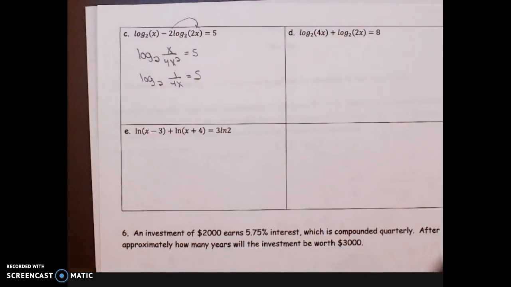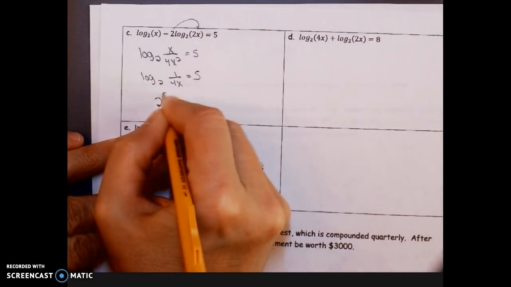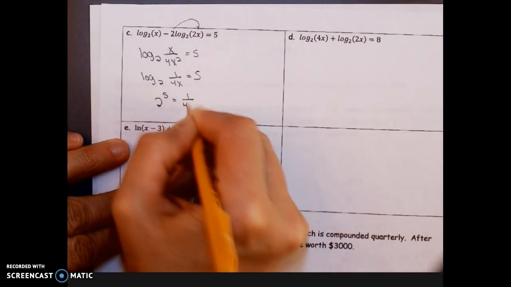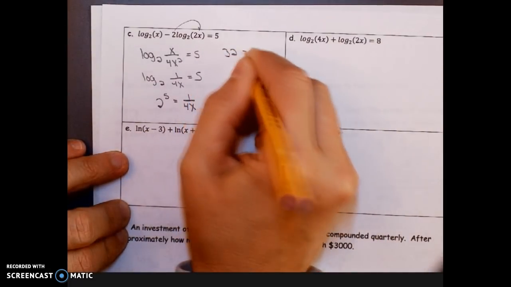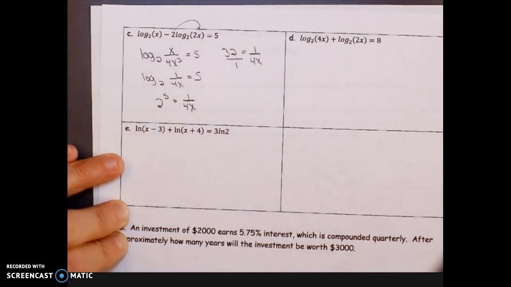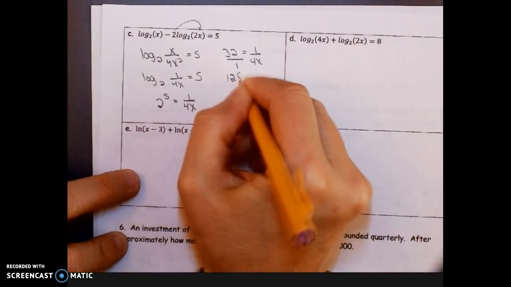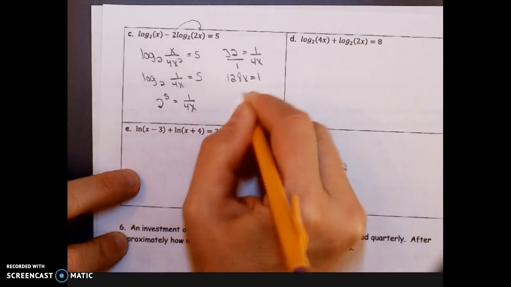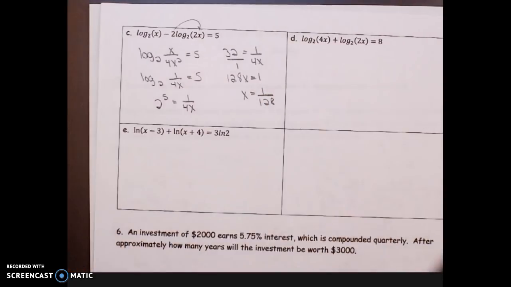We've got the log isolated. Again, we're going to flip it to exponential form. 2 to the 5th equals 1 over 4x. 32 equals 1 over 4x. We're going to cross multiply. 128x is equal to 1. Finally, we divide and we end up with 1 over 128.